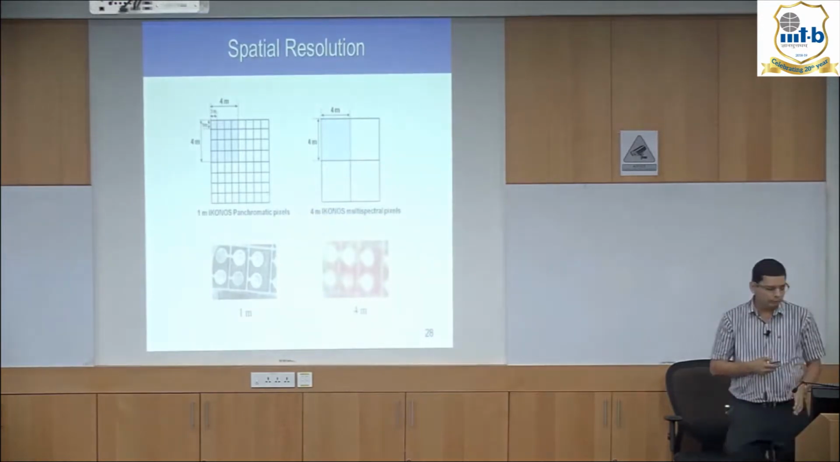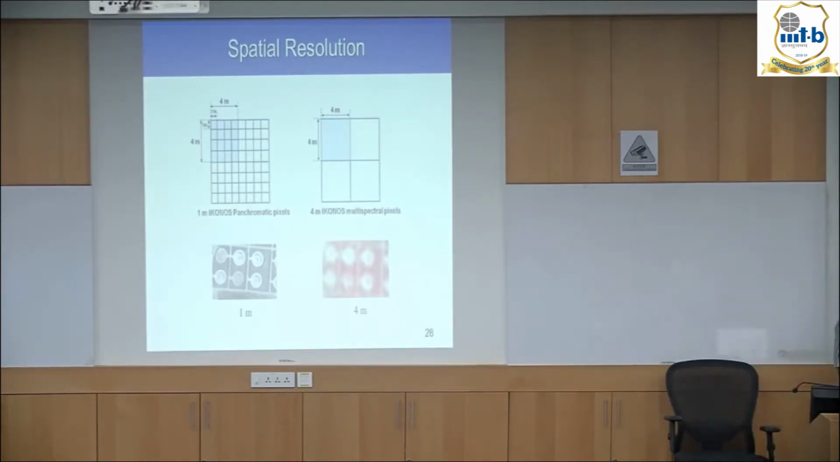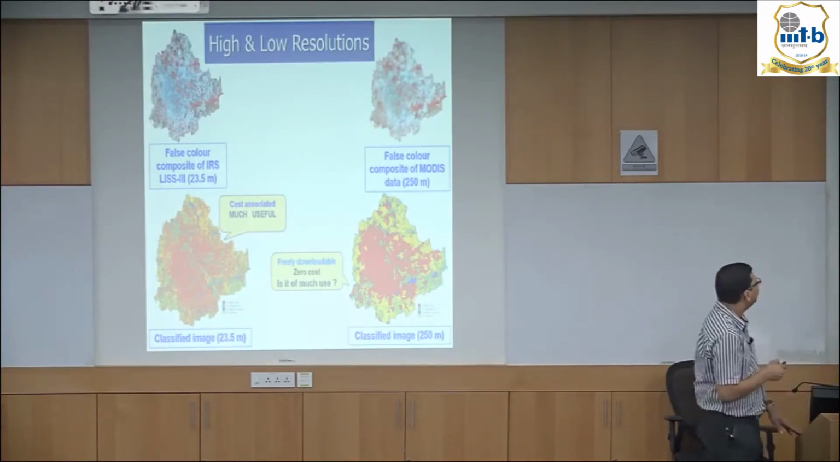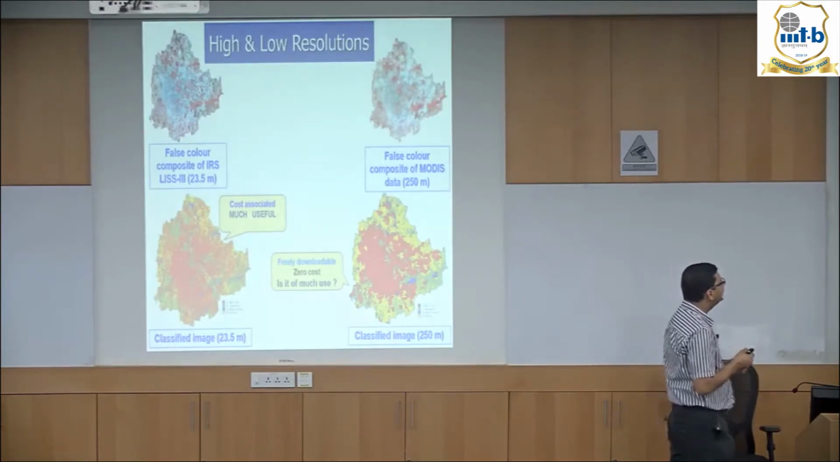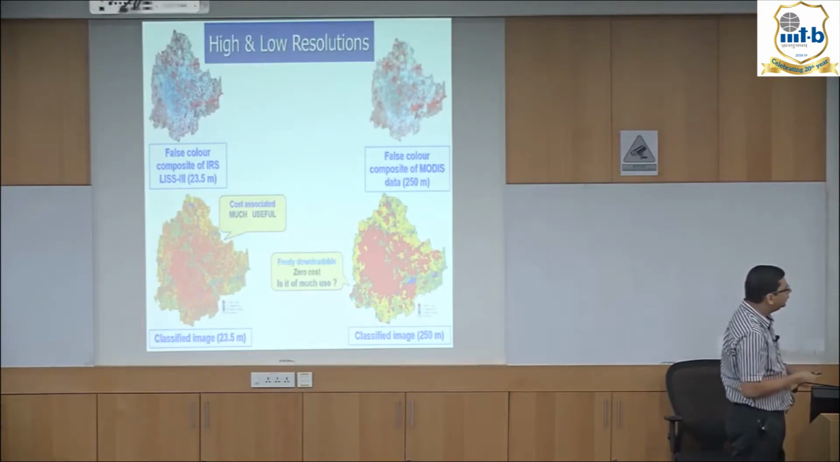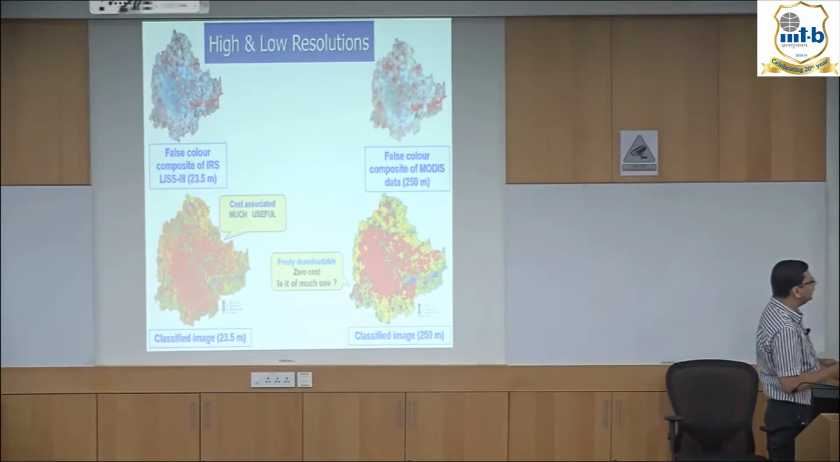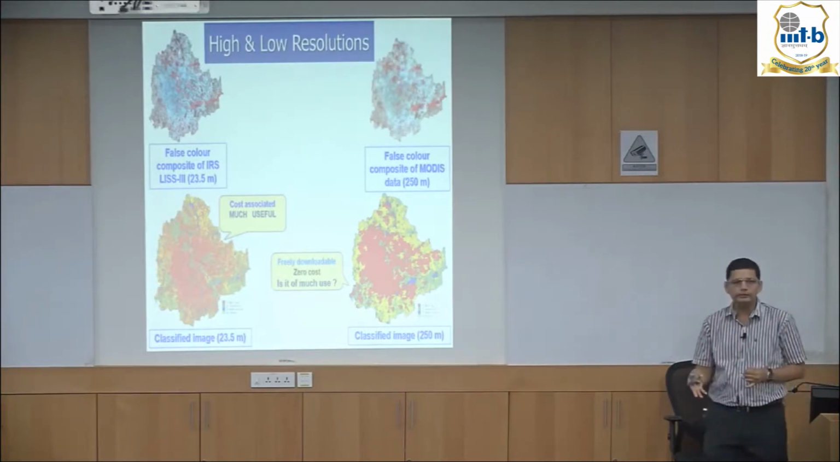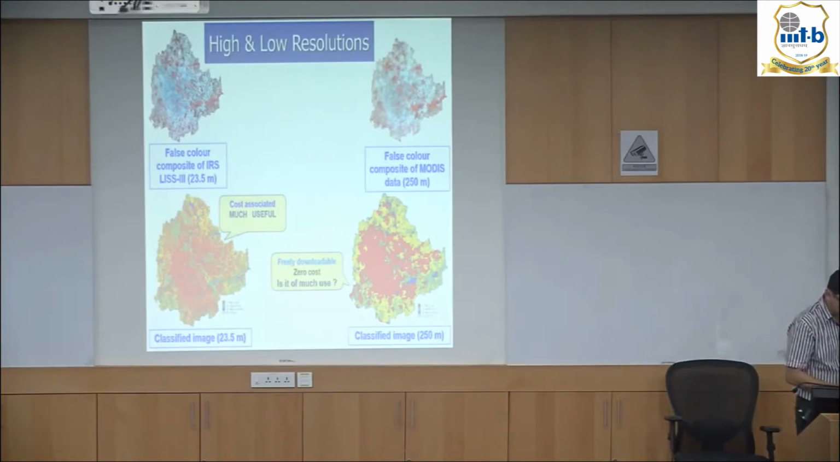Now this brings a problem because if data is of very high resolution, the objects are very clear. But if it is of low resolution, the objects become blurred. So take for instance this example. This is a classified image of 23.5 meter data captured from IRS, Indian Remote Sensing Satellite, and this is from MODIS 250 meter. Obviously, the classified image here looks very blurred because of the resolution, which is 250 meter. So the question is this data, even though it's available every 1 to 2 days and across the globe, is this data really useful if you get this kind of blurred information?